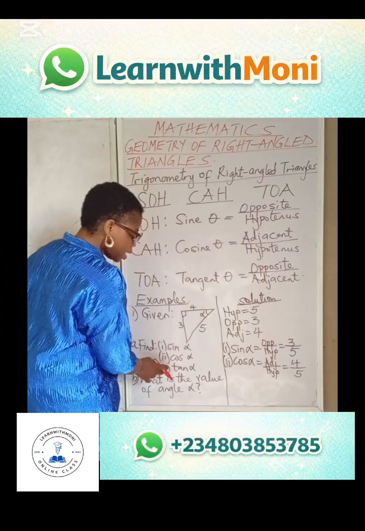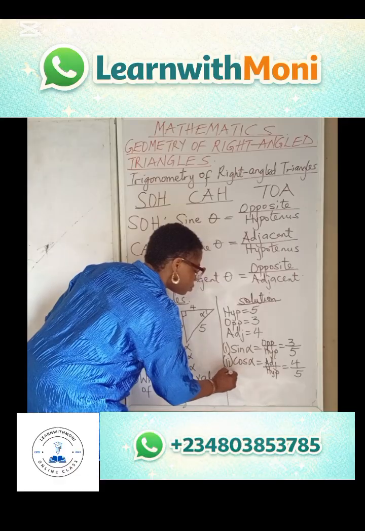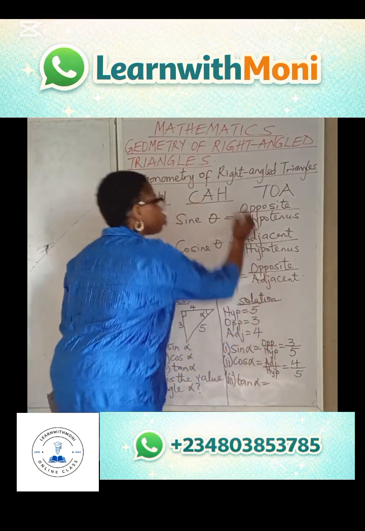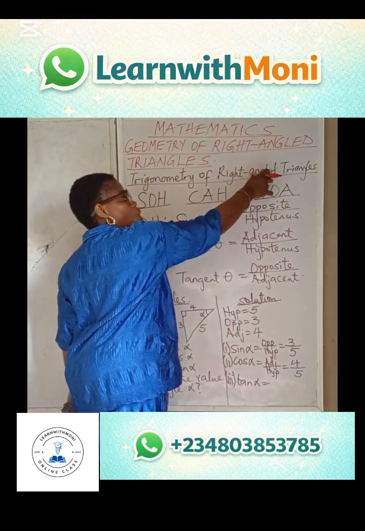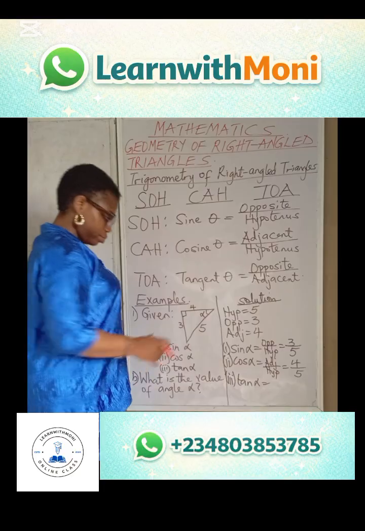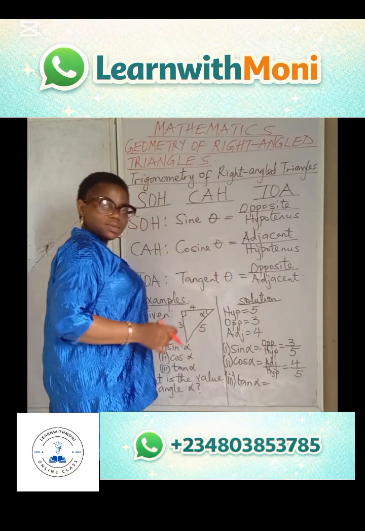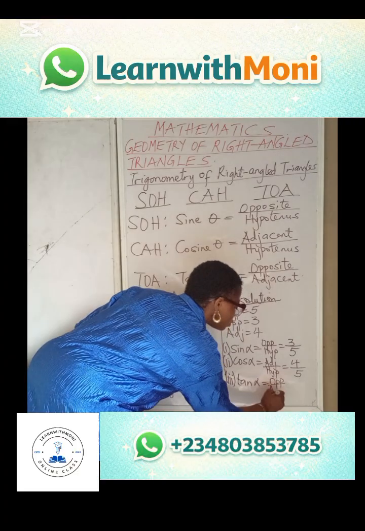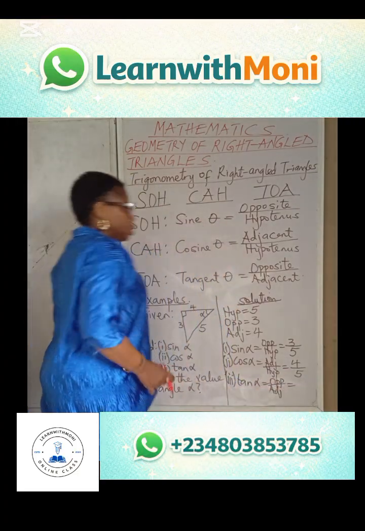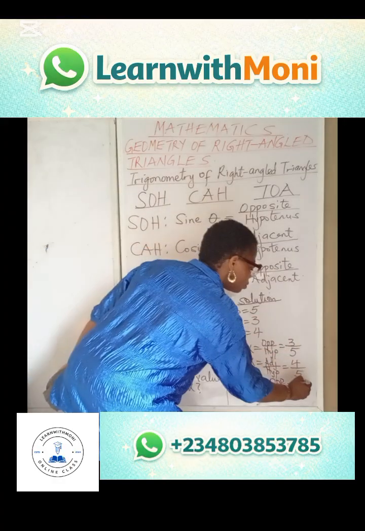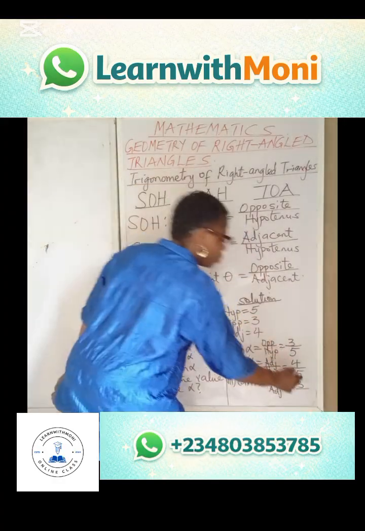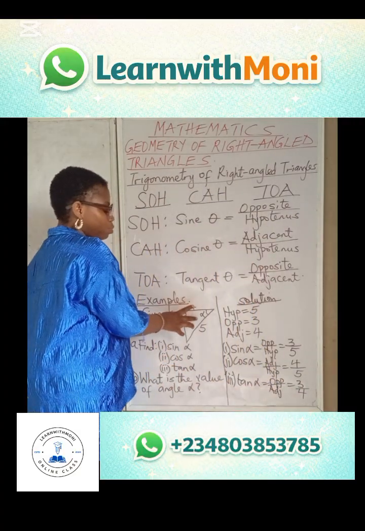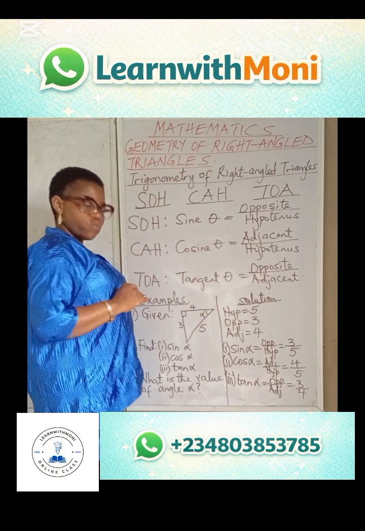Then the third question here is tan alpha. Tan alpha, that is the trigonometric ratio TOA. Tangent equals to opposite over adjacent. The opposite here is 3 and the adjacent is 4. So that means tan alpha for this problem is equal to 3 over 4.